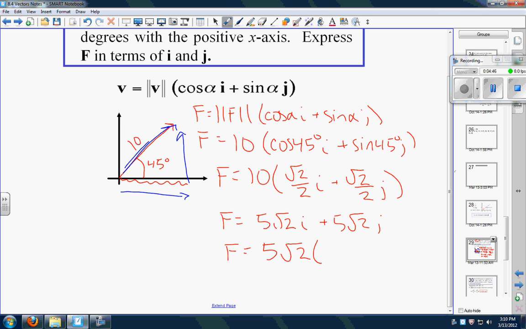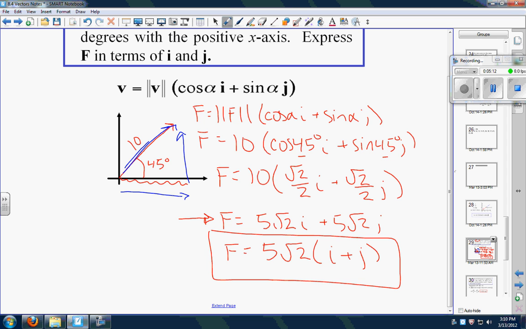5 square root of 2 i plus j. Now be careful doing that last step. The only reason we could do that is sine of 45 and cosine of 45 are the exact same thing. If it was like 30, you may not be able to factor those out, so you may have to leave them in this form here. But if you're comfortable with it, you can write it in that last form as well. And that's literally it.